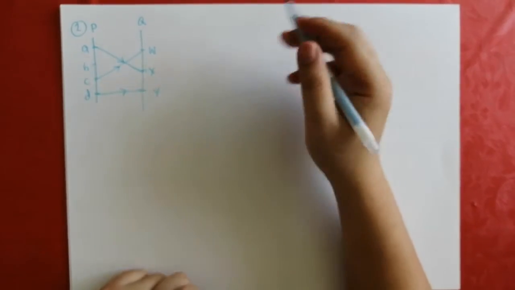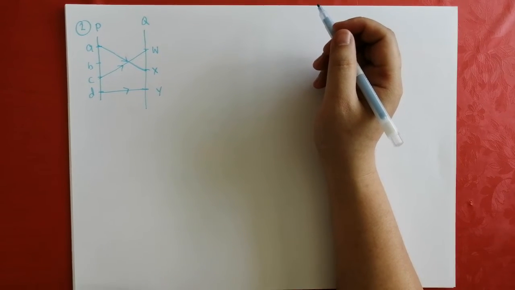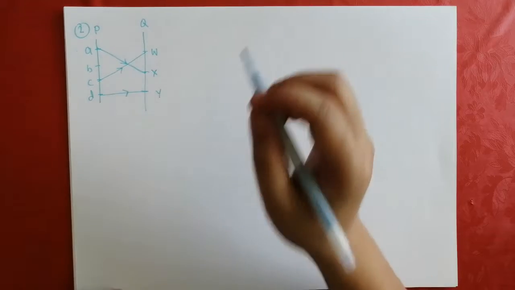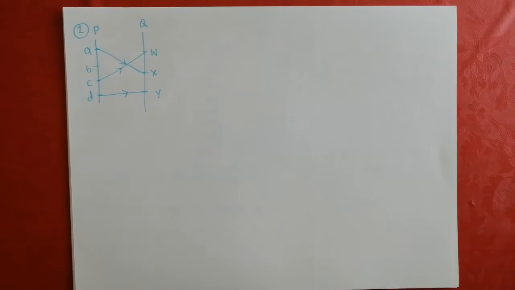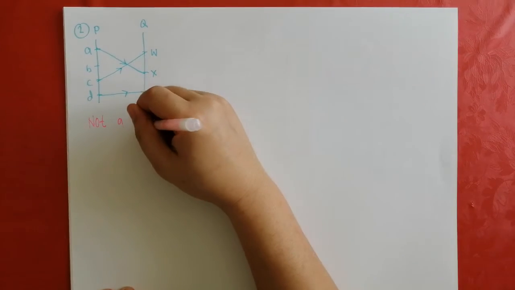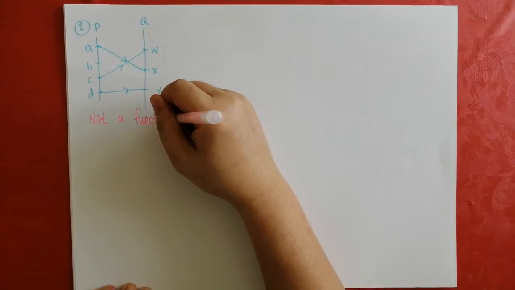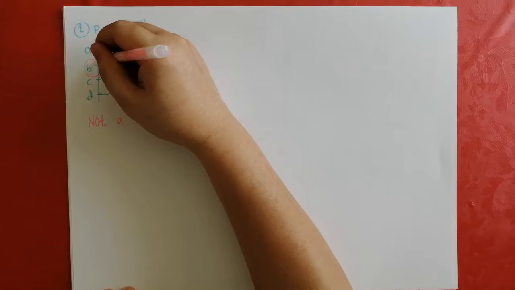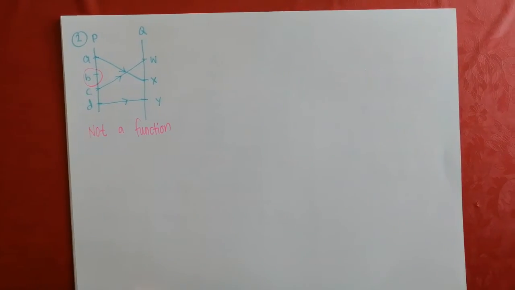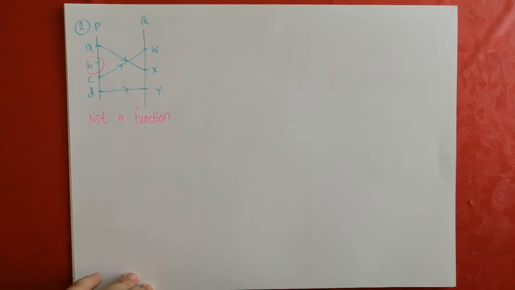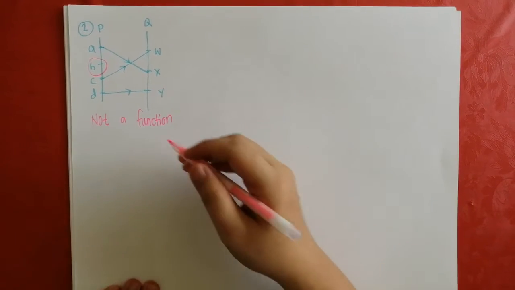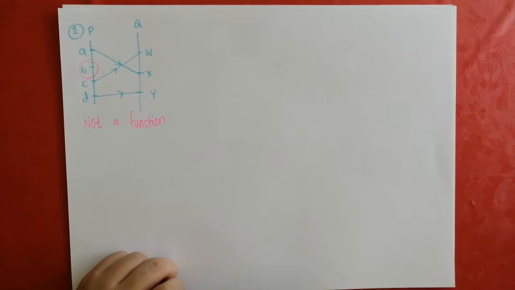So is this a function? You need to determine whether that is a function. In this case, this is not a function. Why is it not a function? Because object B actually doesn't have any image. Therefore it is not a function.